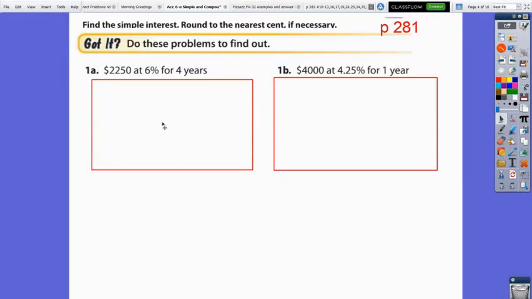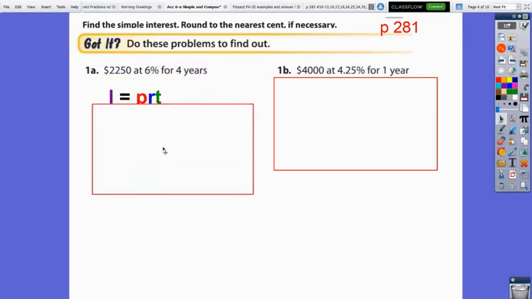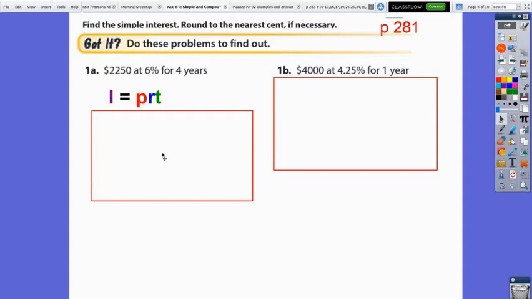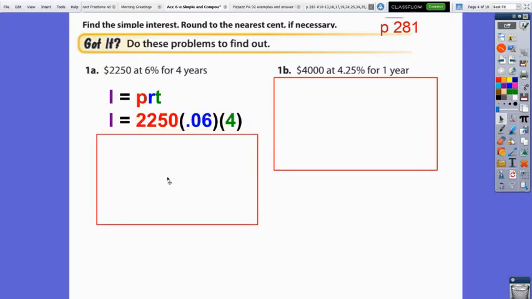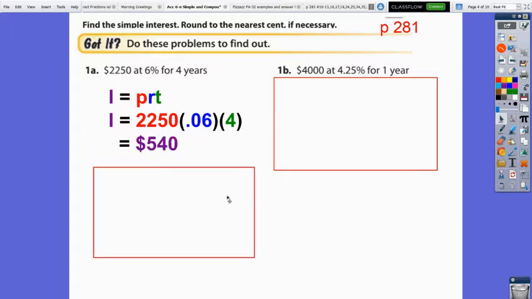1A, $222.50 at 6% for 4 years. Interest equals principal times rate times time. You should, for your work, for all of these, show your substitutions into the simple interest formula. Okay, so I'm going to want to see this in a text box or insert it in your work. Principal times rate as a decimal times time, and then you can just write your answer, $540.